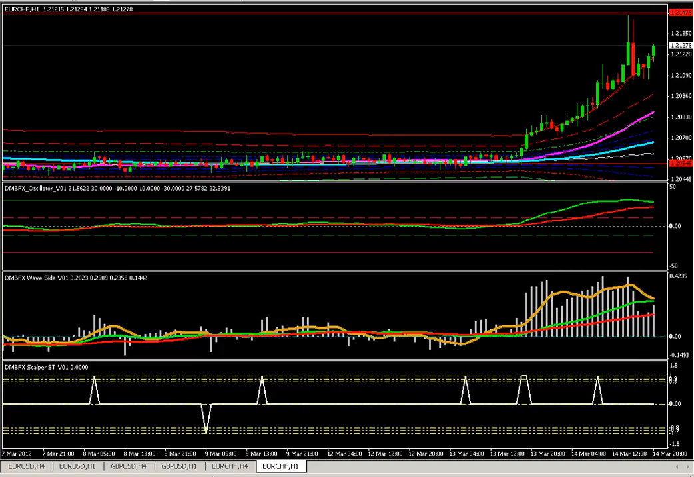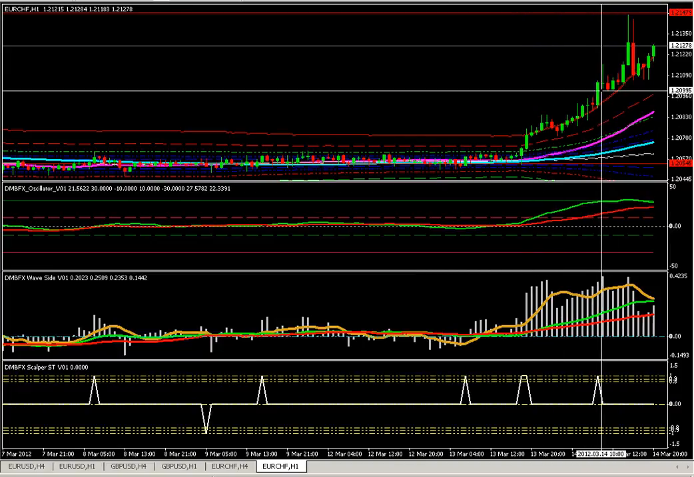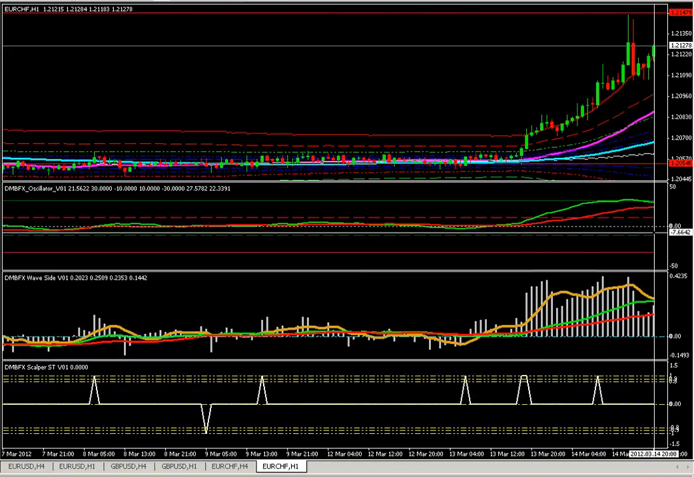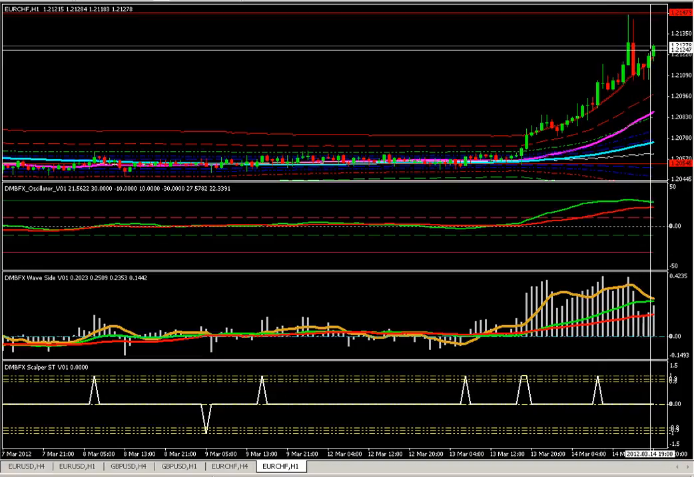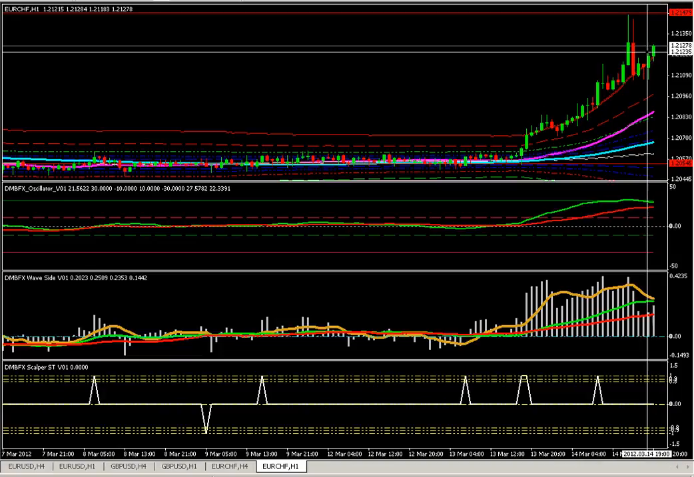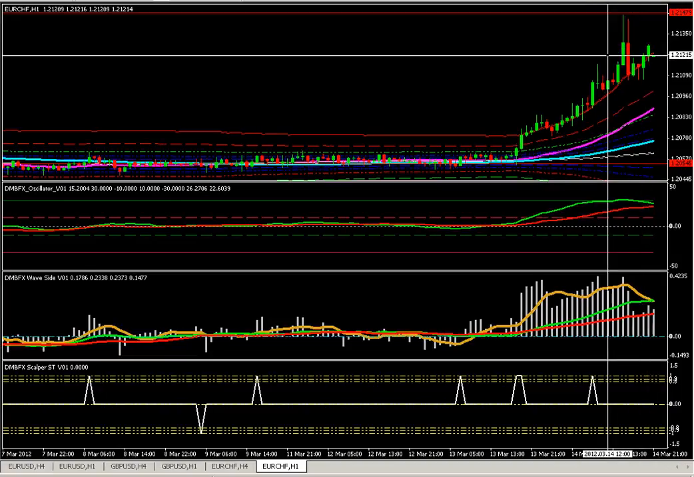Finally, if we move on to the DMBFX scalper, you'll see that we have had a top formation here after the rally, and it will be interesting to see whether or not we're going to get a new top formation, obviously with this bullishness that we've been seeing for the past couple of hours for the Euro CHF. That's pretty much it for the market analysis for today, Wednesday, the 14th of March.